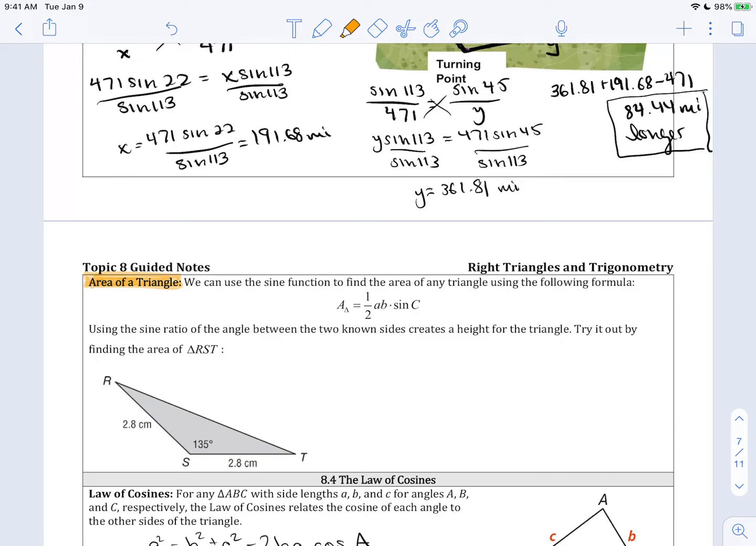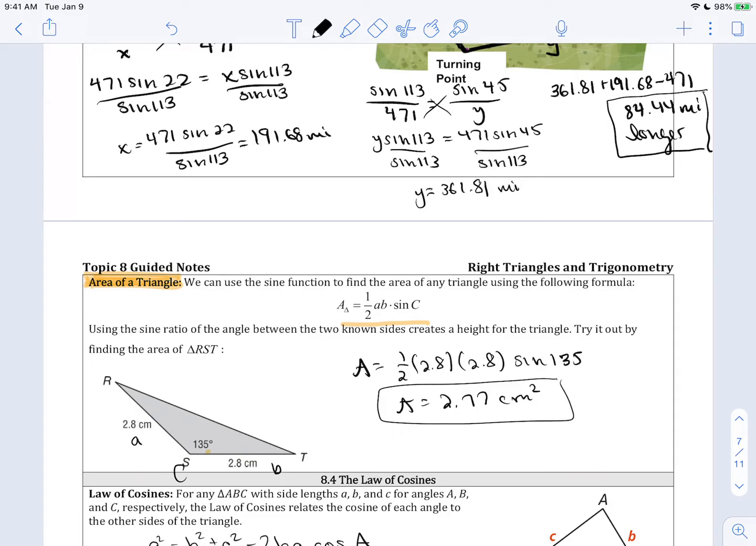So to calculate this, we can find the area here with this equation, 1/2 ab sine C, right? We have two sides, we have the angle in between. So this is like my a, this is my b, and this is my angle C, right? It's the angle in between those two sides. So the area would be 1/2 times 2.8 times 2.8 times sine 135. And if I plug that in my calculator, I get the area as 2.77 centimeters squared.